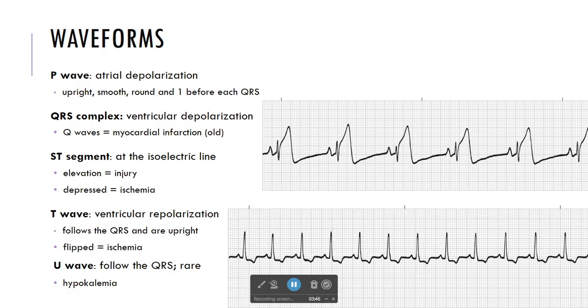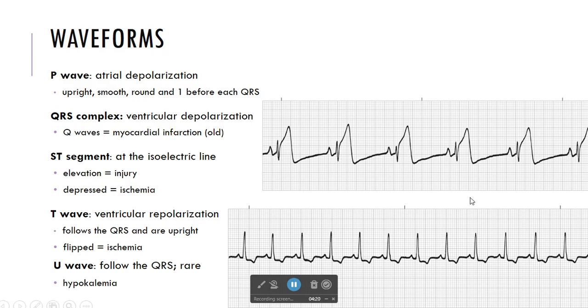Your ST segment should be at the isoelectric line. If it's elevated, and that is this rhythm strip, these strips are found in your EKG book. My ST segment is all the way up here. My isoelectric line here is down here, and that is injury, and that's an emergency situation, and your patient is having a heart attack. If it is depressed below the isoelectric line, so I have a depressed ST segment, that is ischemia, which means your heart is not getting enough oxygen.